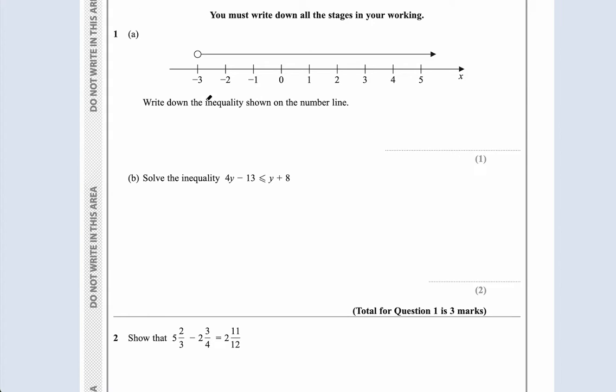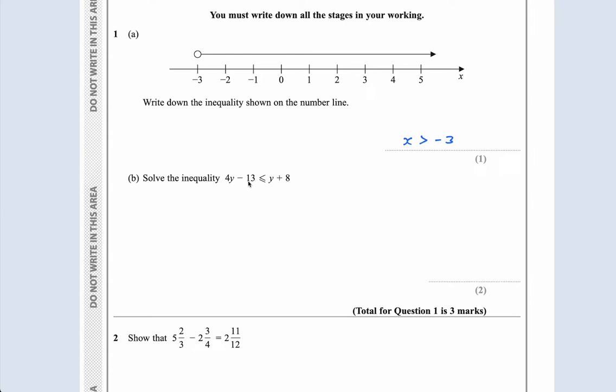Write down the inequality shown on the number line, right? So let's call it x, because it is x. x has to be greater than this number, because to the right of -3 means greater than. Because this is not colored in, it's not greater or equal to. If it was colored in like that, it would be greater or equal to. So that's it. 1 mark.